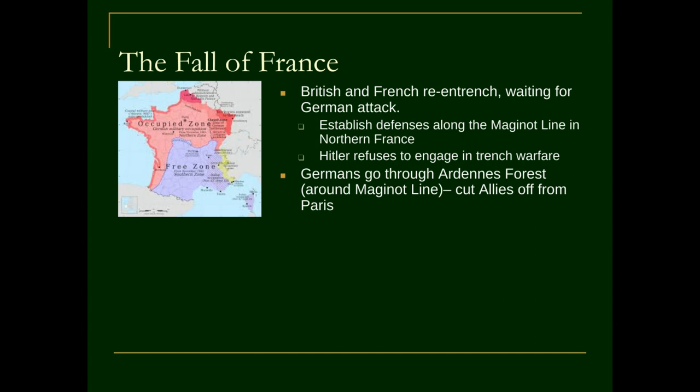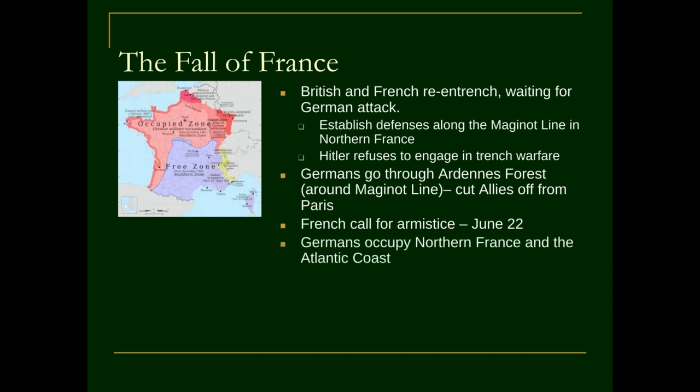And of course, once the Germans are into France, they're eventually going to cut Paris, which is the capital of France, off from the Allies. The Allied army is going to be forced to retreat. During that period, the French are going to call for an armistice. Remember, an armistice means to stop fighting, on June 22nd, 1940.